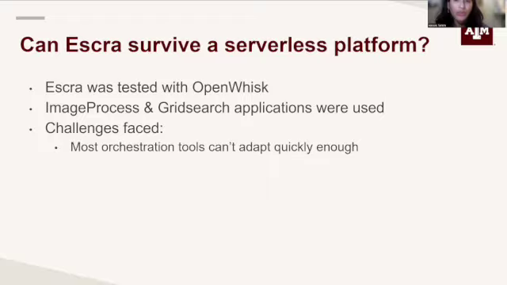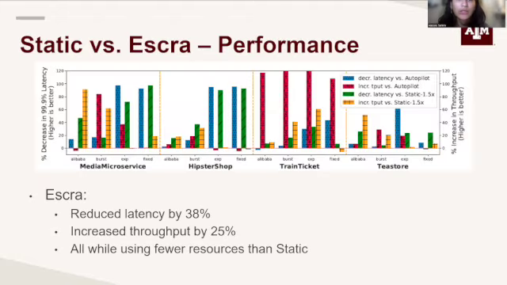2 applications were used in this case: image process, which continuously processes images like in a media backend, and grid search, which runs long-running distributed compute jobs to find the best ML hyperparameters. So the performance from static versus Escra: compared to static, where resource limits are fixed and set generously, Escra reduced latency by 38% and increased throughput by 25%. That means requests were served faster and the app could handle more users.